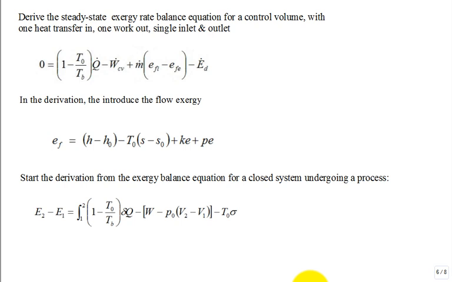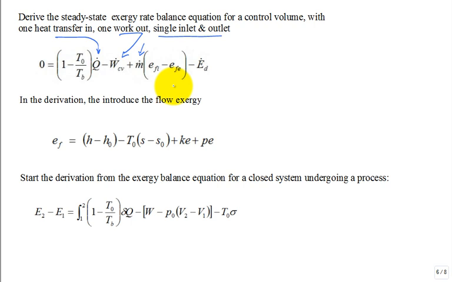How would you derive this steady state exergy rate balance equation for a control volume with basically one heat transfer in, one work out, and a single inlet, single outlet, so your m dot's the same? How would you derive that? We could derive the more general equation, but then it's really tedious. How about if we assume some things up front and then try to derive an equation that's simpler?